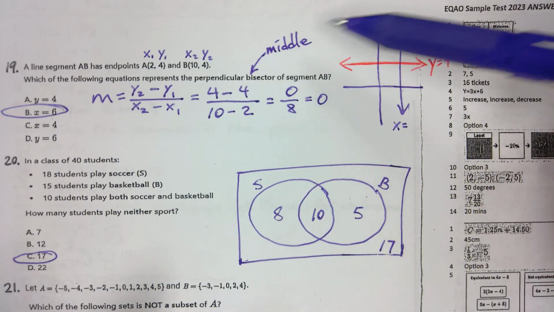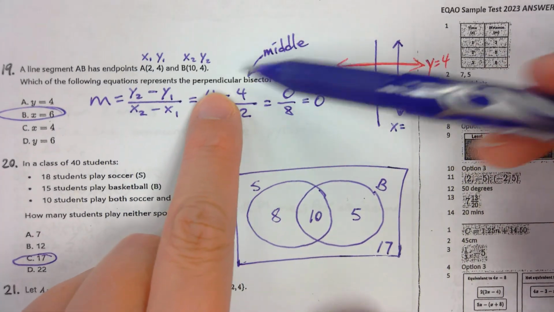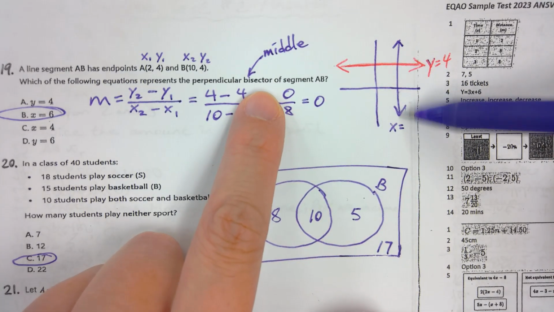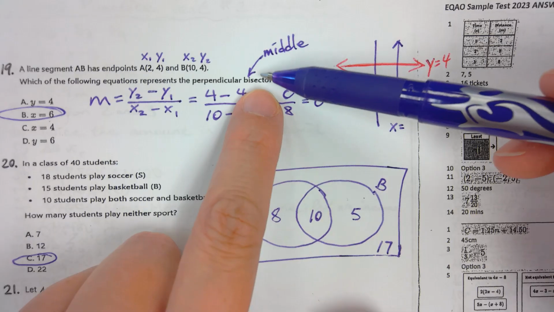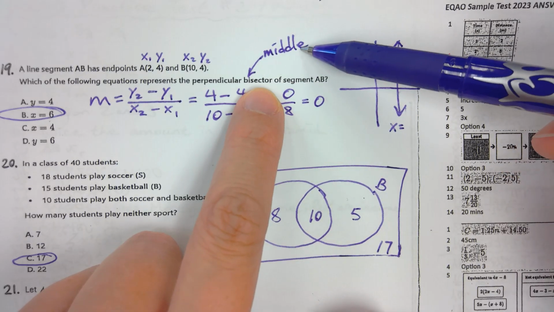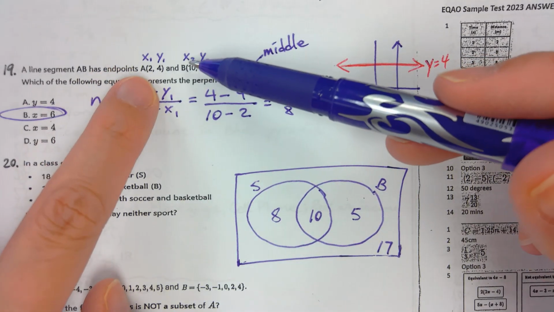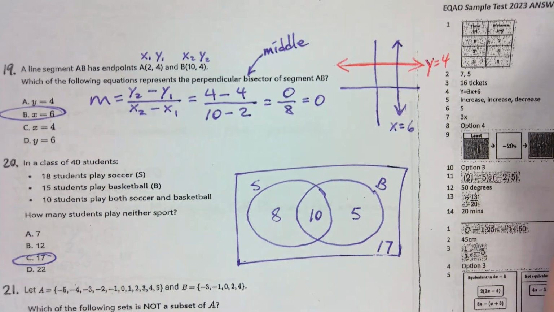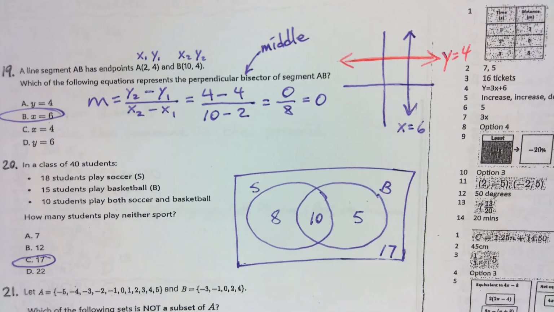So this one right here, it wants a perpendicular bisector. If this was your original line, you want this line right here. Bisector, remember, bisector means the middle. So in the middle of (2, 4) and (10, 4), it's x equals 6. This one cuts those 2 points right in the middle, and it's perpendicular.